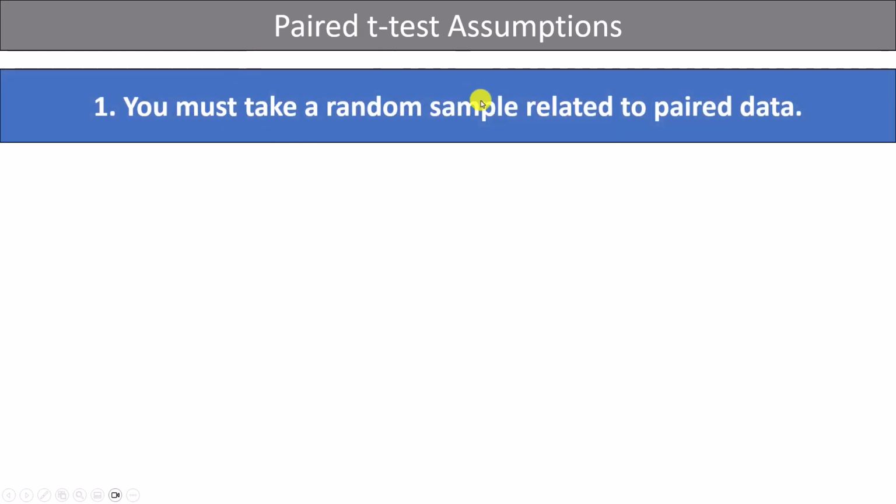Here are the assumptions of the paired t-test. You must take a random sample related to paired data. So basically you have to have the same individual, usually maybe at 2 different points in time, or somehow you have some sort of paired data.